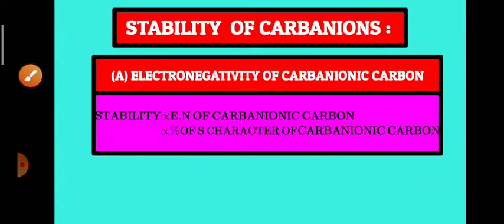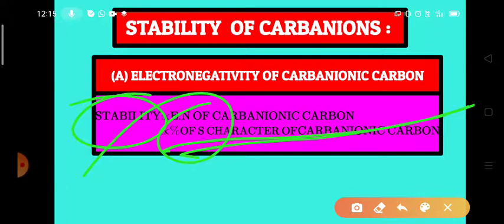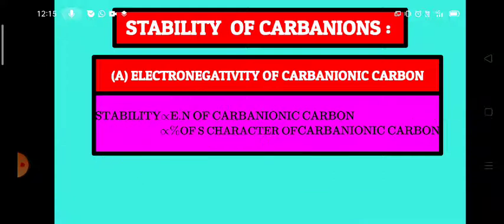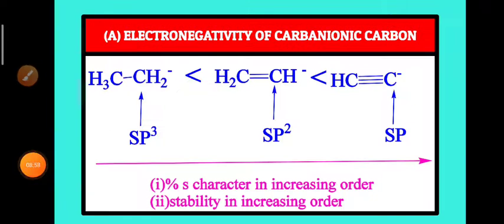That means the stability of the carbanionic carbon is directly proportional to the percentage of S character in the carbanionic carbon. And the percentage of S character depends on the hybridization.